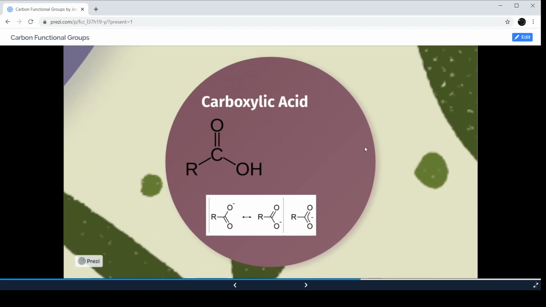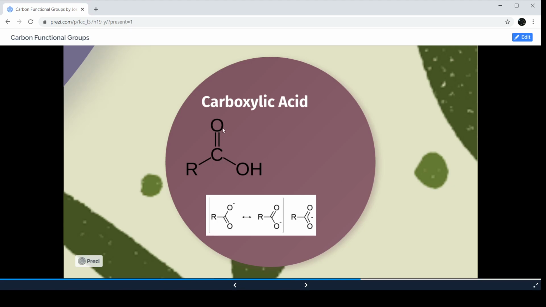Our last functional group is carboxylic acids, and this is where we have our main group carbon. It's connected to a double bonded oxygen, and then it's connected to an OH here, and this is the carboxylic acid. Especially when we're talking about acids and how they lose a hydrogen, this is the hydrogen that is lost.